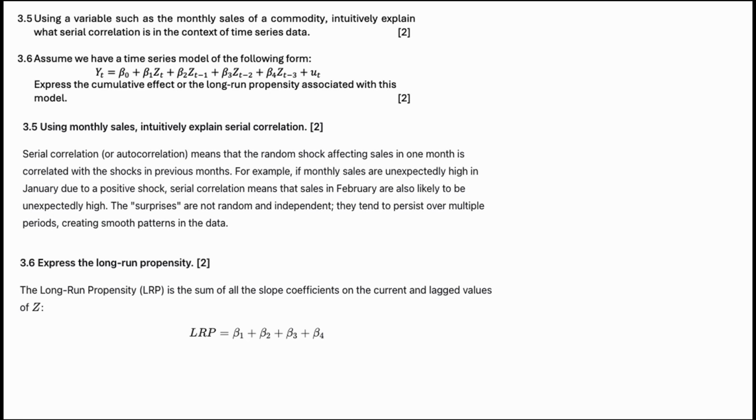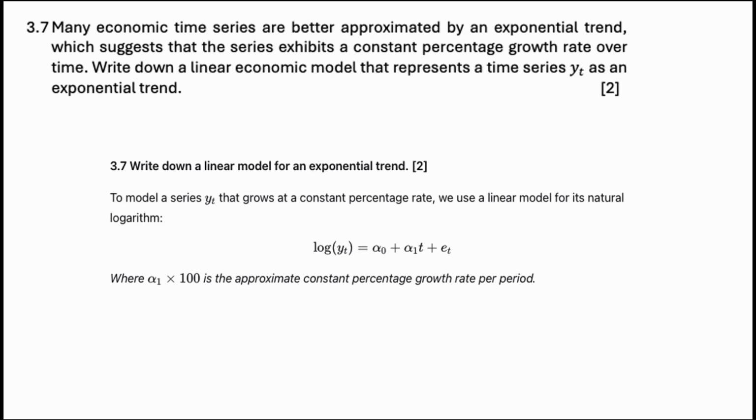So assume we have a time series model with this thing, the cumulative effect or the long run propensity associated with the model: boom, add up beta 1, beta 2, beta 3, beta 4, there we go. My word, there's a lot of questions.